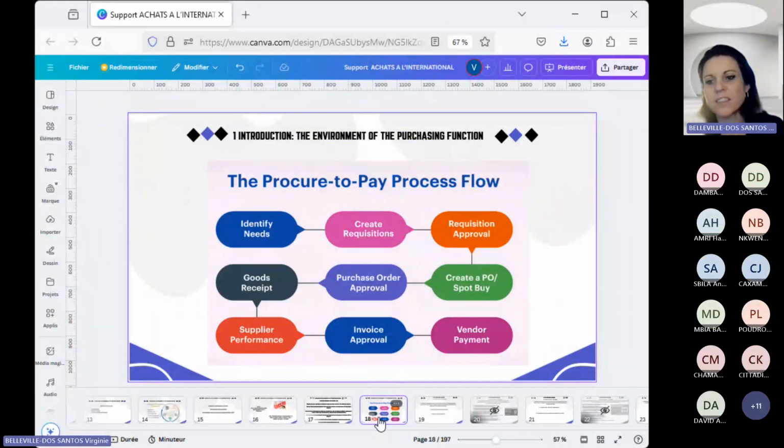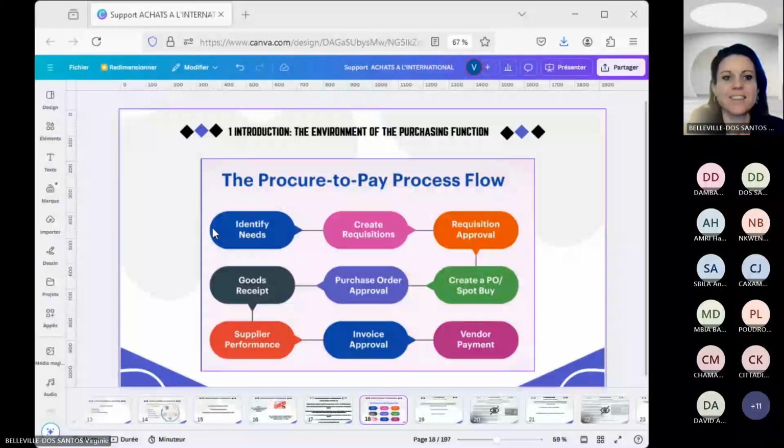So normally you can see my screen and you can see the presentation. Yes, we can see. Okay, perfect.